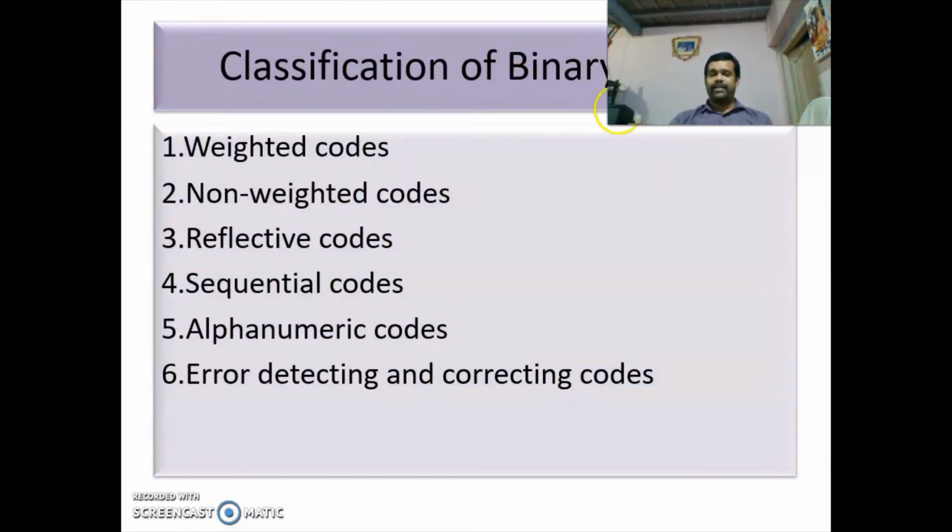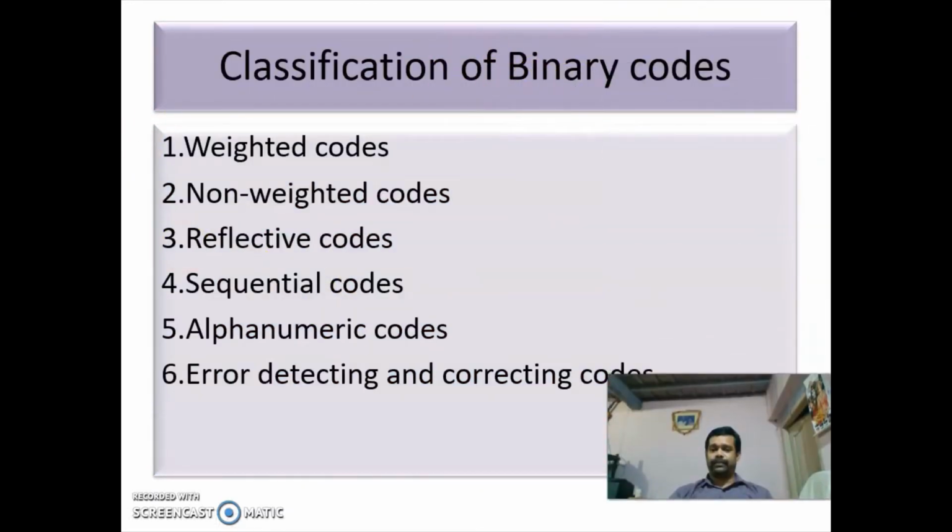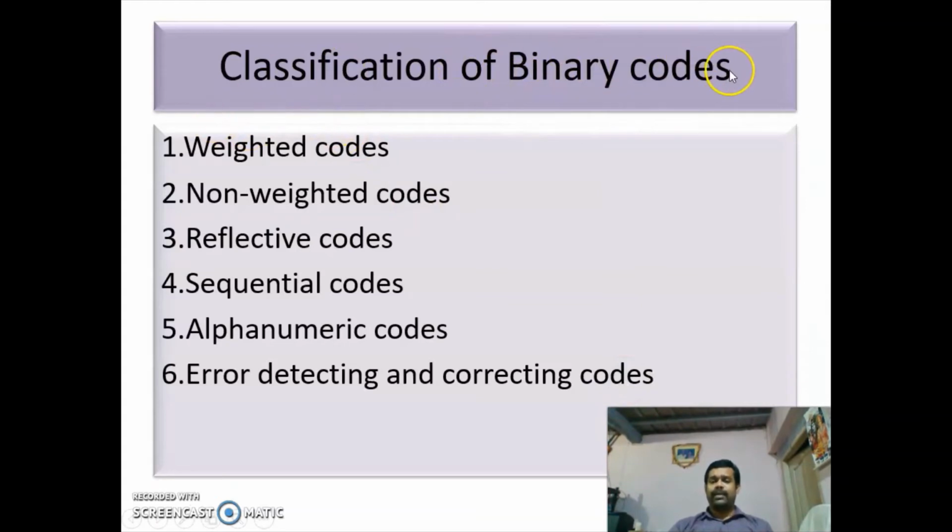Now, classification of binary codes. So binary codes are classified into weighted codes, non-weighted codes, reflective codes, sequential codes, alphanumeric codes, error detecting and correcting codes.